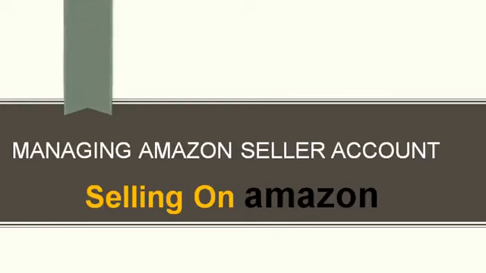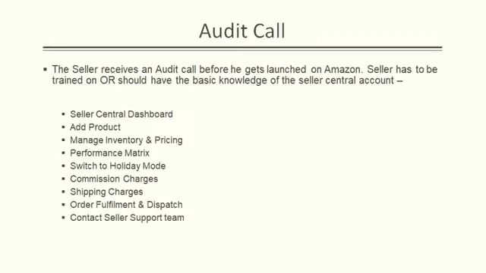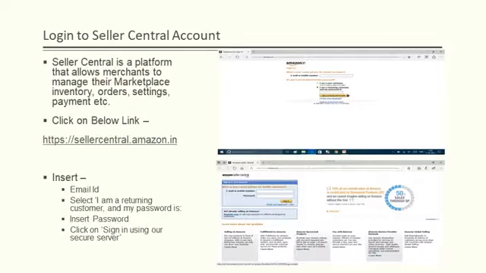Friends, now that you have registered yourself as a seller on Amazon, let us see how you can manage this Seller Central account. Once you register, you would generally receive an audit call from the Amazon team, and they would check if you have basic knowledge on the below mentioned parameters, which are order fulfillment, commission charges, shipping charges, etc. So let's cover some of them here.